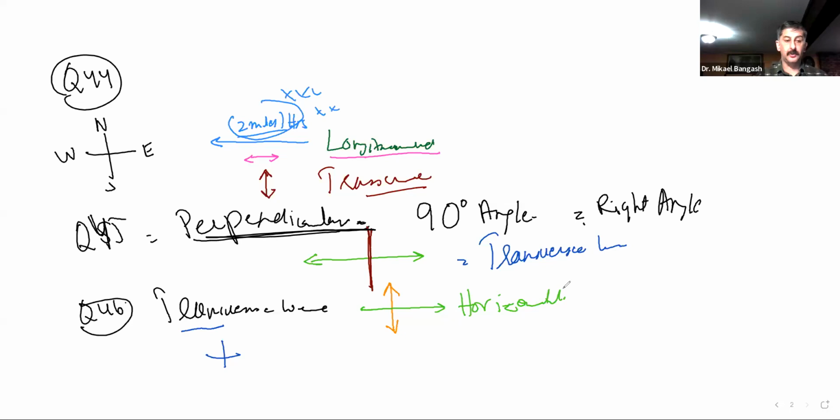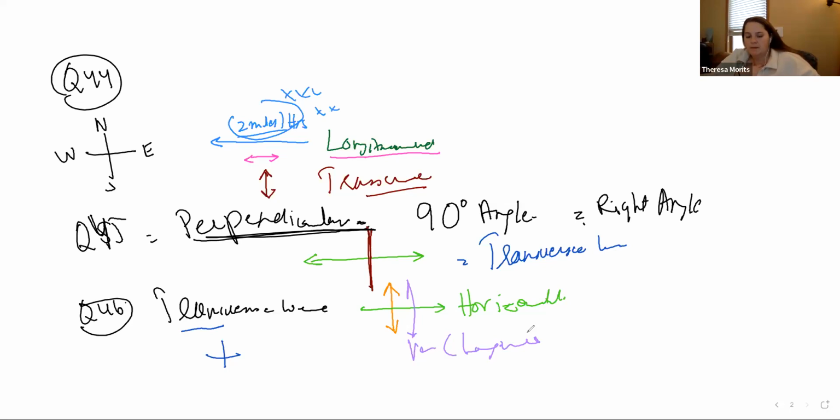Had it been a longitudinal wave, where your particle is moving vertical, then the wave itself would also have been moving vertical. That could have been a longitudinal wave. Did you guys get that? Okay, so you can see, it's mainly just your general concepts.